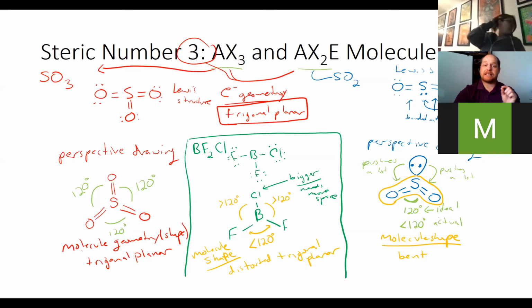Kind of. Yeah, so remember, that's the ideal versus the actual, okay? Got it, okay. Yeah, so like the SO2, right? The ideal bond angle for SO2 is 120, but it's actually going to be less than 120 degrees.